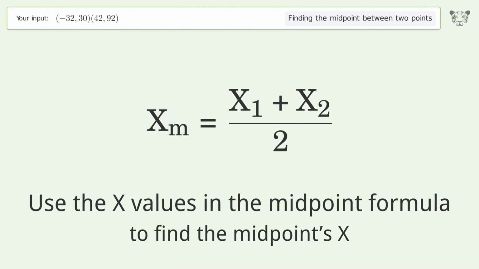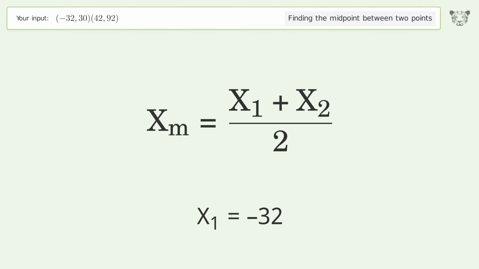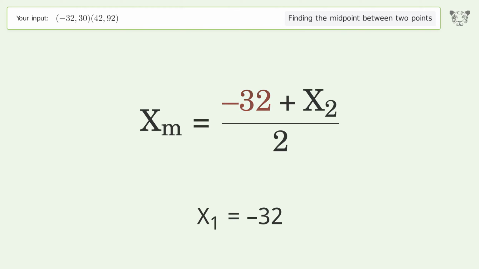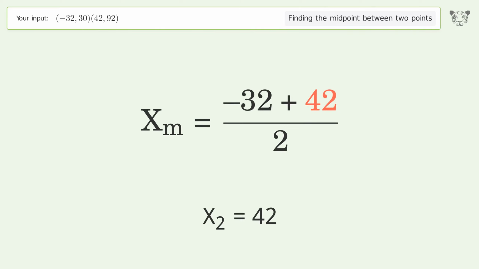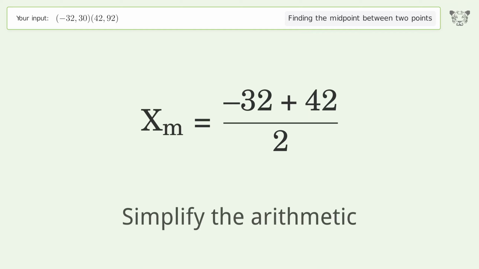Use the x values in the midpoint formula to find the midpoint's x. x1 equals -32. x2 equals 42. Simplify the arithmetic.